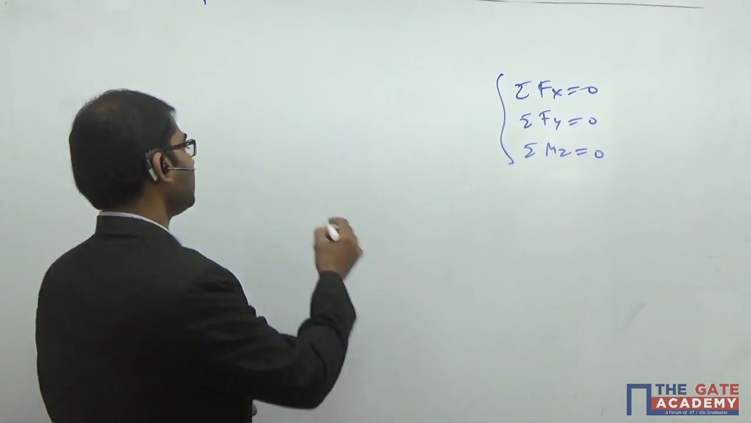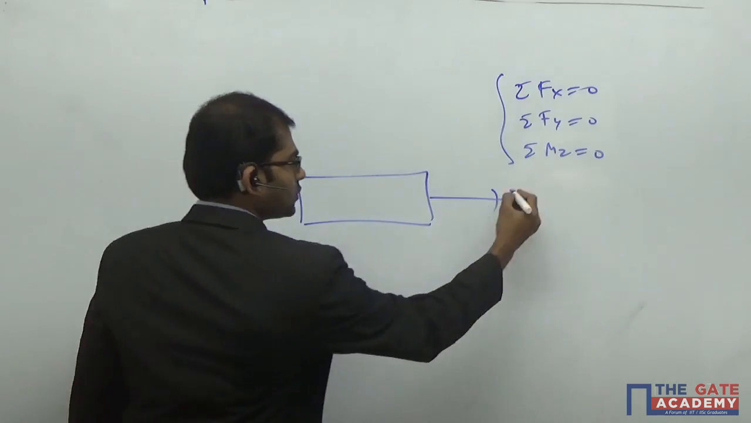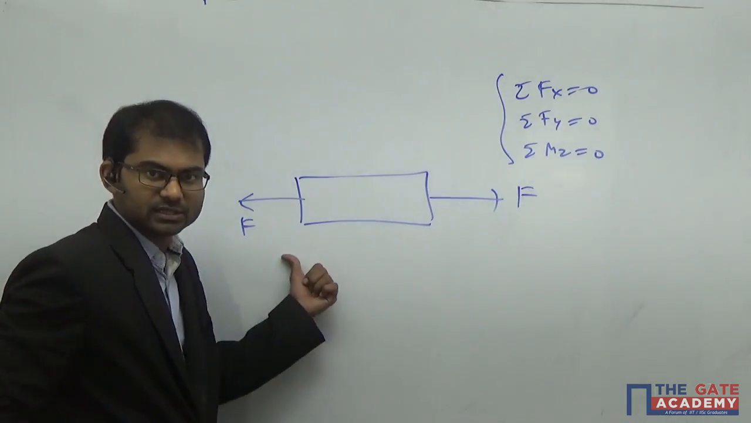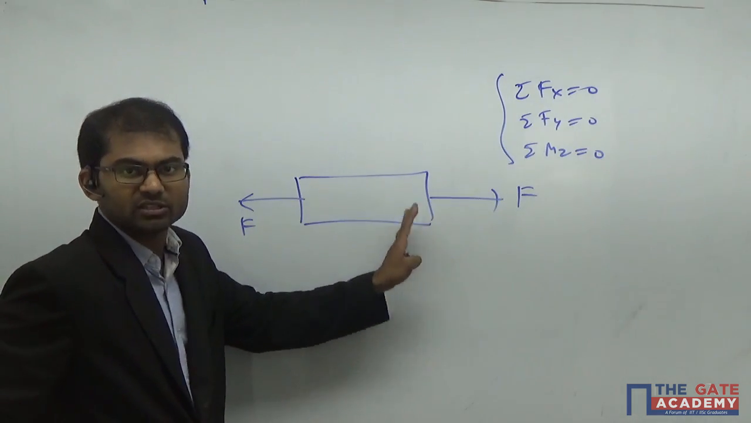Understand? Just like in a linear case, if a force is acting in the positive x direction, then to create an equilibrium case, I have to apply an equivalent opposite force in the negative x direction. So this body will be in equilibrium and will experience the stress.